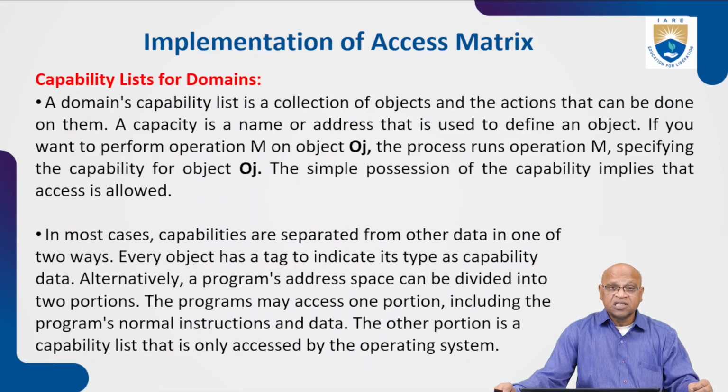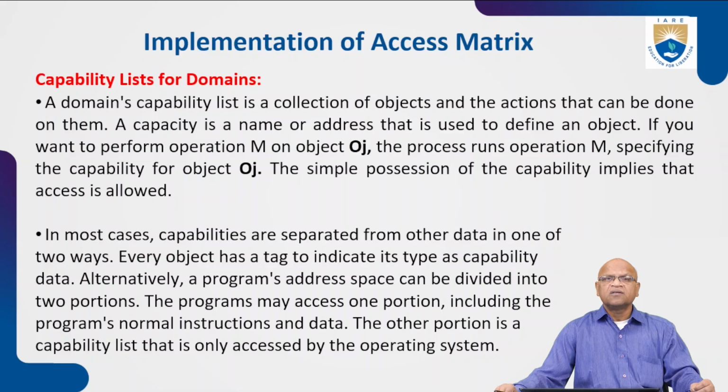In most cases, capabilities are separated from the other data in one of two ways. Every object has a tag to indicate its type, capability or data. Alternately, a program's address space can be divided into two portions. The program may access one portion, including the program's normal instructions and data. The other portion is a capability list that is only accessed by the operating system. So it means that whatever program you write, that program will have instructions and data, and at the same time, the second portion has the rights, that is, the permissions, the file permissions.